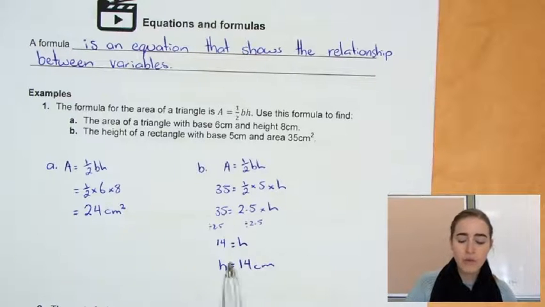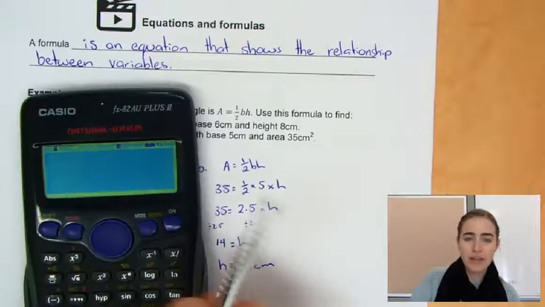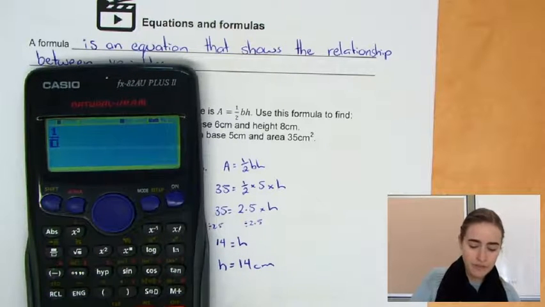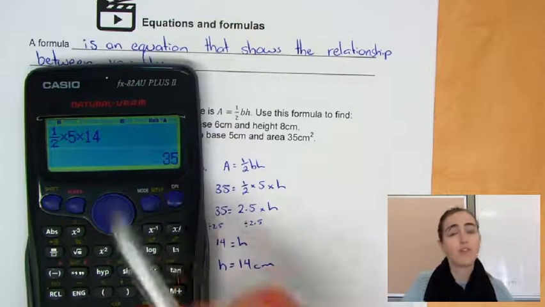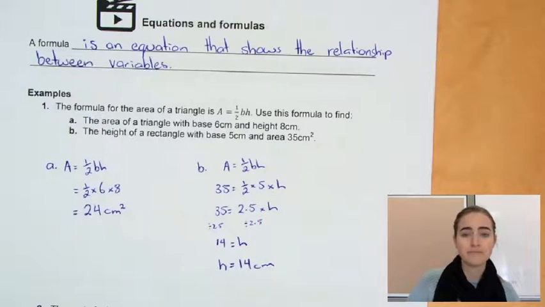Now again, don't forget, we can always check that. If we put that in here, if we go a half times the height, the base was 5 and the height was 14, and we do get an answer of 35, which is what we were looking for.